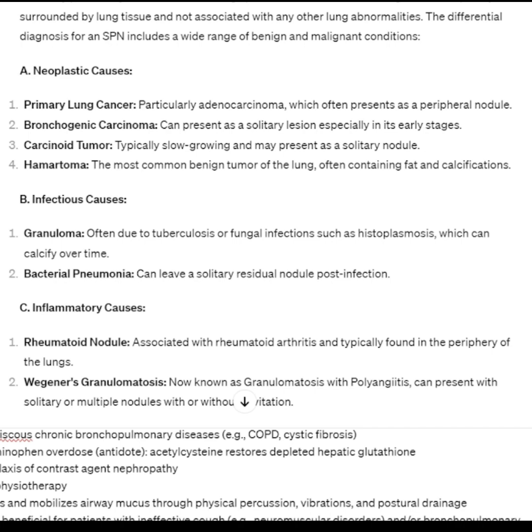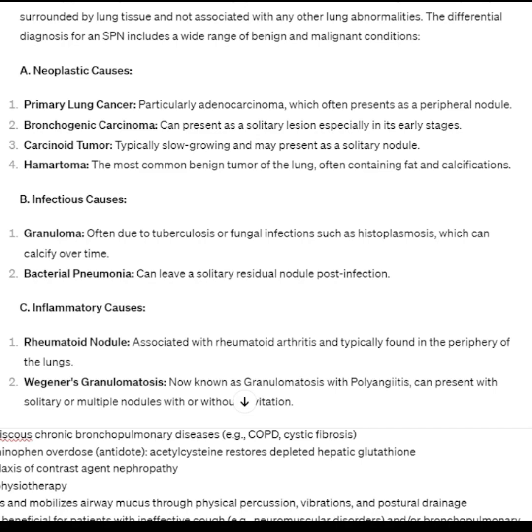D. Vascular causes. 1. Arteriovenous malformation, a rare cause but can appear as a solitary nodule on imaging. E. Miscellaneous causes. 1. Pulmonary infarct. Necrosis of lung tissue due to pulmonary embolism can appear as a solitary nodule, typically wedge-shaped. 2. Round pneumonia, typically seen in children, can appear as a rounded solitary lesion mimicking a nodule. 3. Localized fibrosis can manifest as a solitary nodule, often due to prior inflammation or injury.